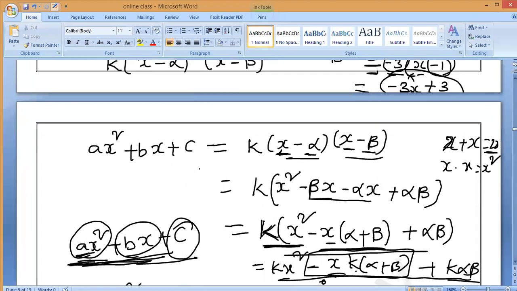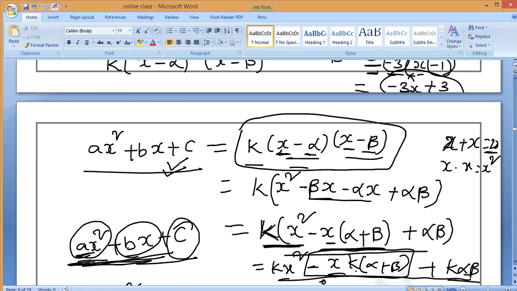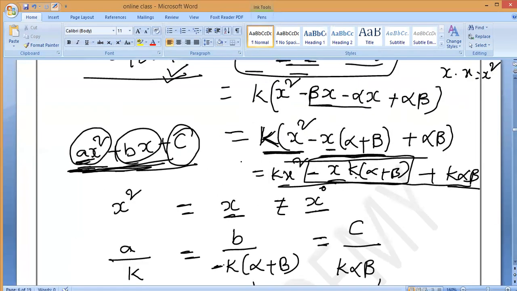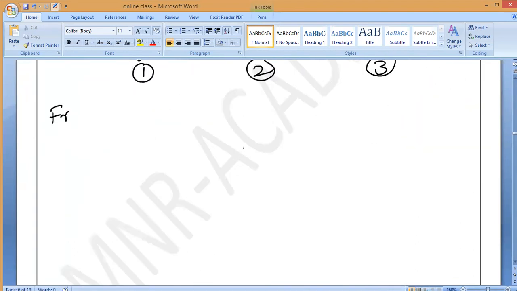Now, as we know the general quadratic polynomial, what is the equation? ax square plus bx plus c. This is the general quadratic. Correct? Yes, sir. Now observe carefully, this is the equation we want. Now we want to modify this equation according to this equation. So let us see how to modify it. So ax square plus bx plus c is equal to what?